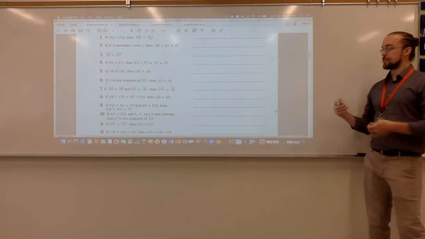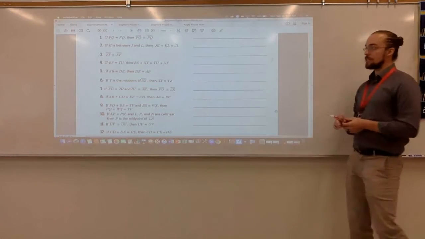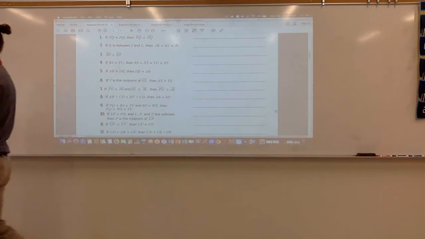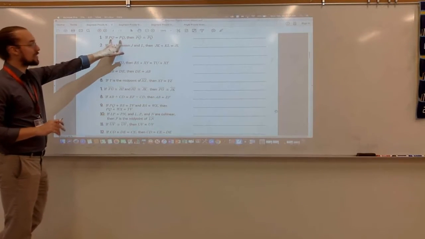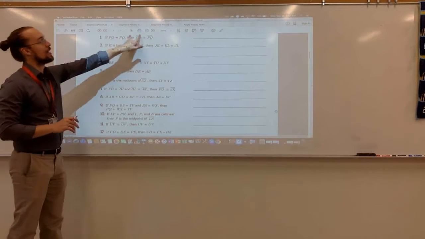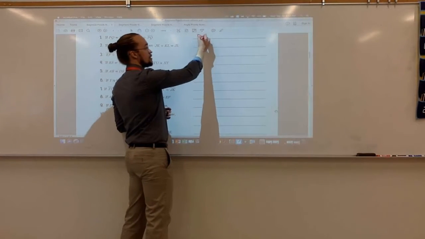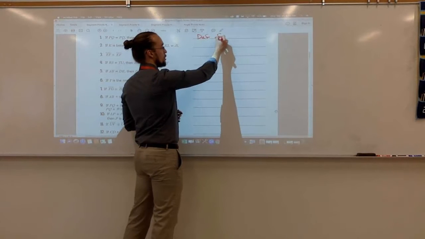All right, let's go through these together here. So, the first one, if I have two lengths that are equal to each other, then I can say the segments are congruent. That's definition of congruence.